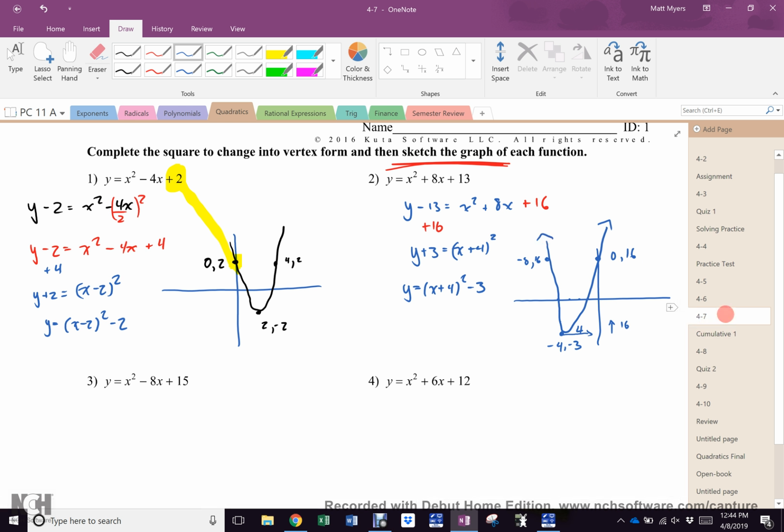There's the first two if you would like to check your work. My sketched graph is not so hot on the second one. This other point should be further over here.